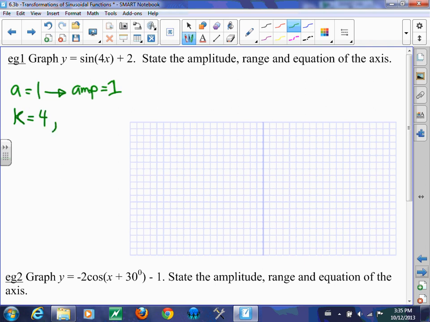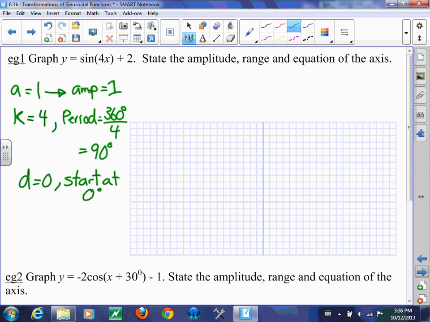Remember that the period equals 360 degrees divided by K. So divide that by 4, and the period is going to equal 90 degrees. That's going to help me discover my box. What else do I know? I know D equals 0, therefore I'm going to start at 0 degrees.